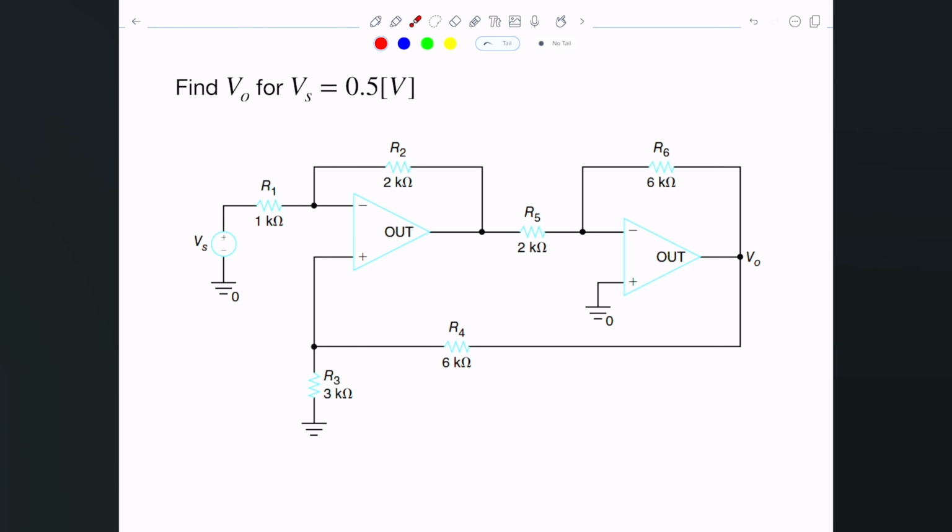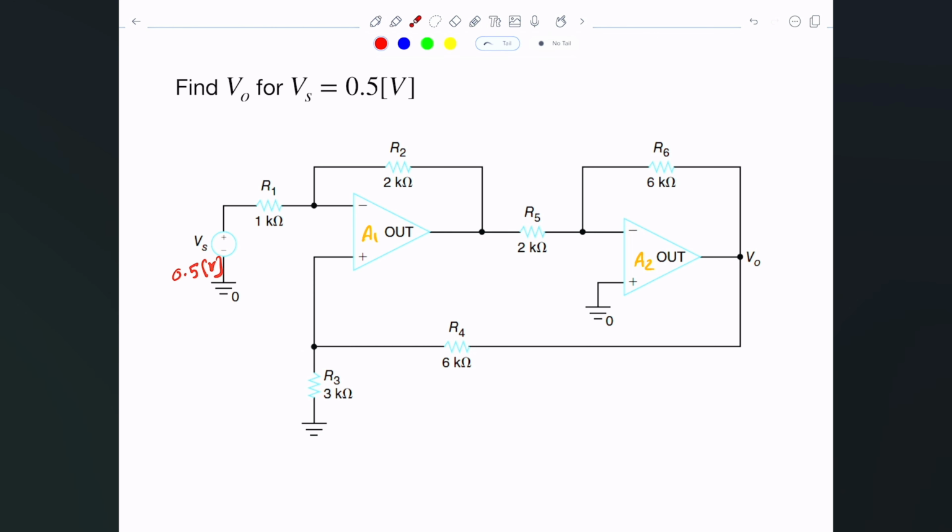In this example, we're being asked to compute the value of the output voltage V0 given that the input voltage V source happened to be 0.5 volts. Okay, so we take a look quickly. We have a couple of amplifiers. I'll just call them amplifier 1 and amplifier 2, just so that when I speak about them, you can actually follow me.